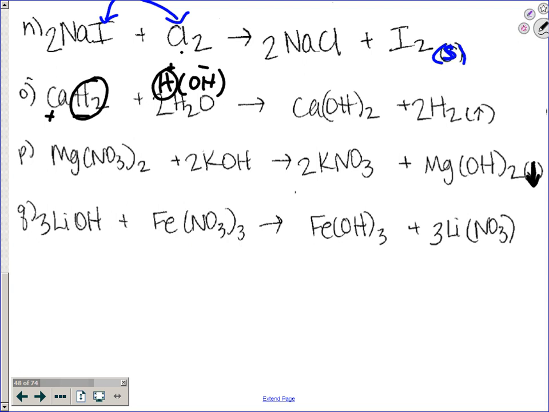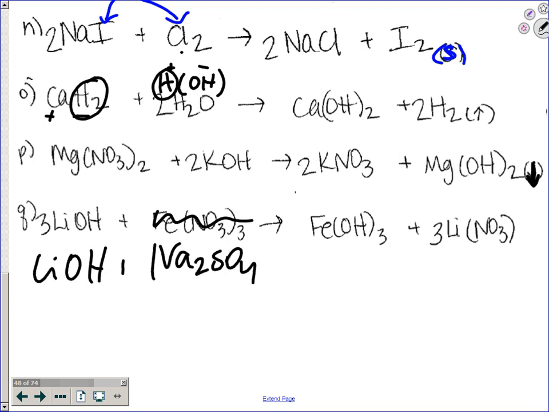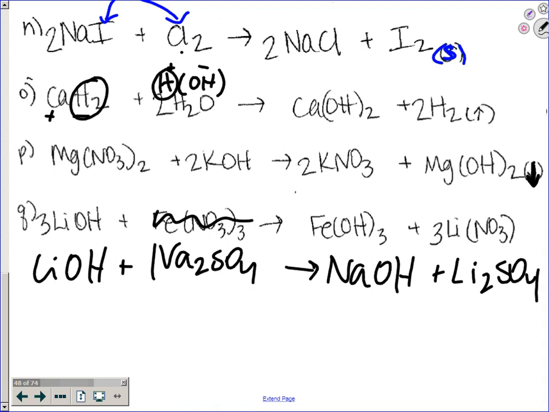And then lastly, lithium hydroxide and iron 3 nitrate make iron 3 hydroxide and lithium nitrate through double replacement. Which of these is the precipitate? Wait, sorry, I have down a Q. What was Q's on yours? Oh, sodium sulfate. I will switch this, sodium sulfate, so you guys make sodium hydroxide and lithium sulfate. Okay, so with this reaction, balances.